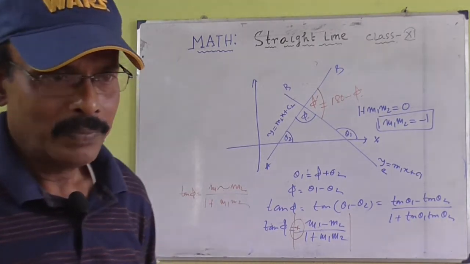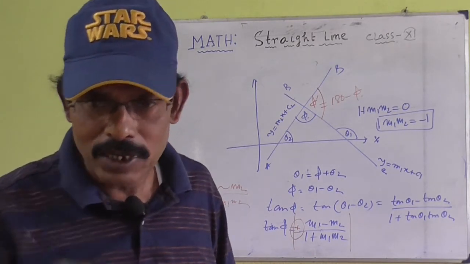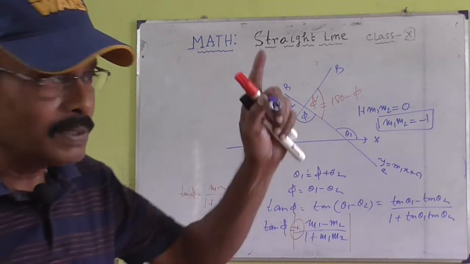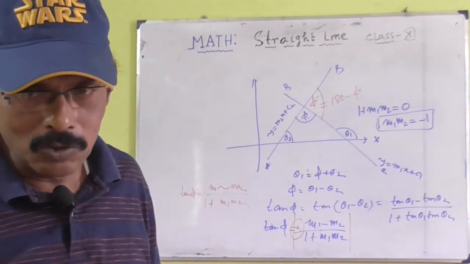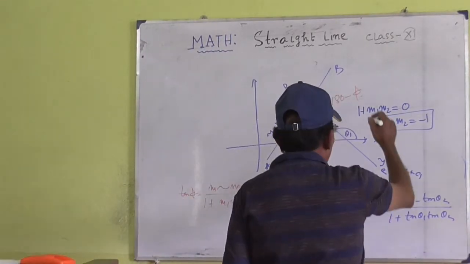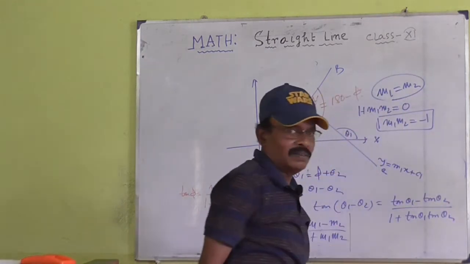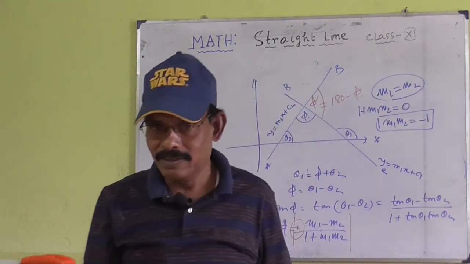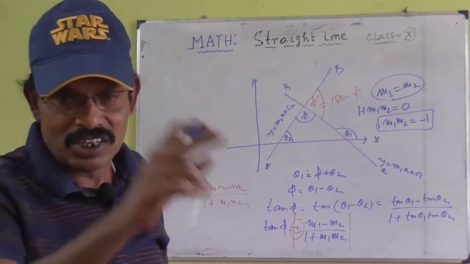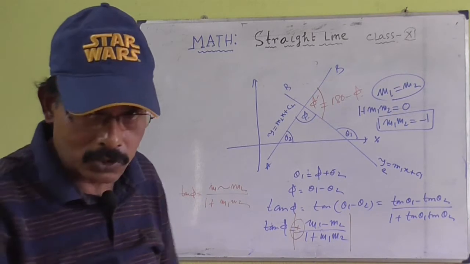And when the two straight lines are parallel, the angle is 0 degree, and we know that tan 0 equals 0. So the numerator m1 minus m2 by 1 plus m1 m2, the numerator m1 minus m2 will be 0, so m1 equals m2. So there are two conditions when the two straight lines are parallel. That is a very important case, m1 equals m2, and when the two straight lines are perpendicular to each other, m1 m2 will be minus 1.